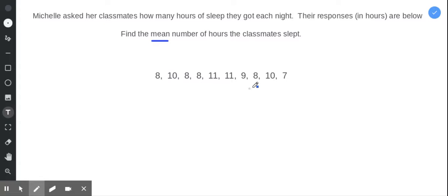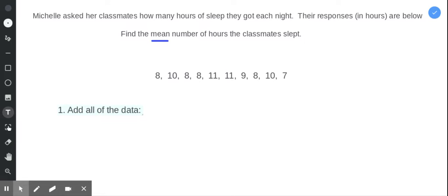Because you're going to have people that sleep only 7 hours, and you're going to have people that sleep 11 hours. So you kind of want to have, well, if everybody slept the same amount, what would it be? What's kind of in the middle? Okay, and there's 2 steps to finding the mean, the average. The first step is to add all of the data.